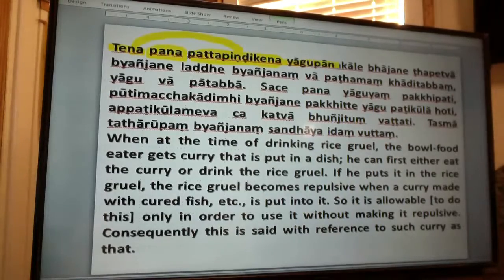Yagu pana kali. So three words. Yagu is a kind of rice gruel, like oatmeal. You usually eat it in the morning time. Yagu, rice gruel. Pana means drinking. Kala is a time. So the meaning is time of drinking rice gruel. Bhajani is inside the container. Put that kind of rice gruel in the container or bowl. Tabidwa is put.